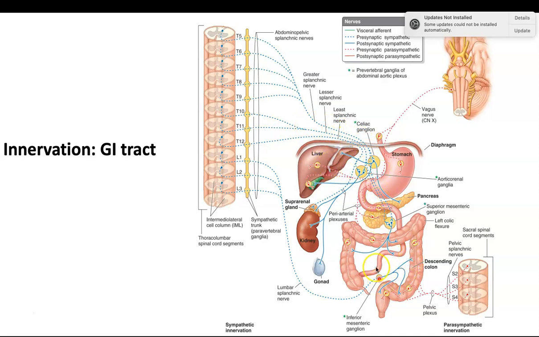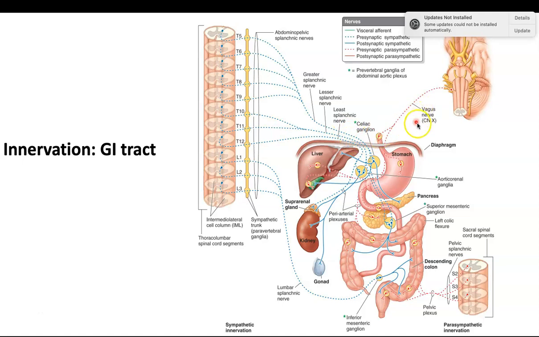Now the last part of the abdominal viscera gets its sympathetic innervation from the lumbar splanchnic nerves. The thoracic splanchnic nerves provide innervation to the GI tract parts: the liver, stomach, small intestine, and part of the large intestine. The distal part of the large intestine and the rectum get their sympathetic innervation from the lumbar splanchnic nerves. Again, when we say splanchnic, we mean visceral. Splanchnic nerves are the nerves that provide innervation to the viscera. Okay. Now these are the sympathetic innervation.